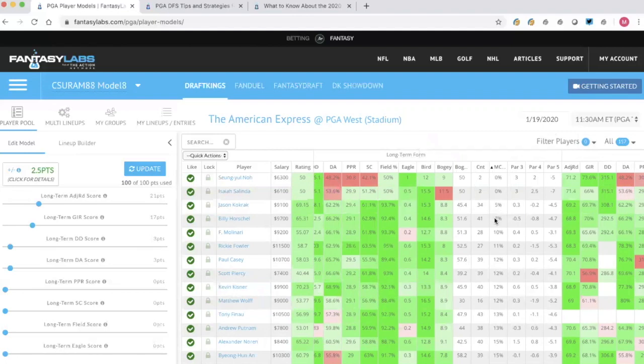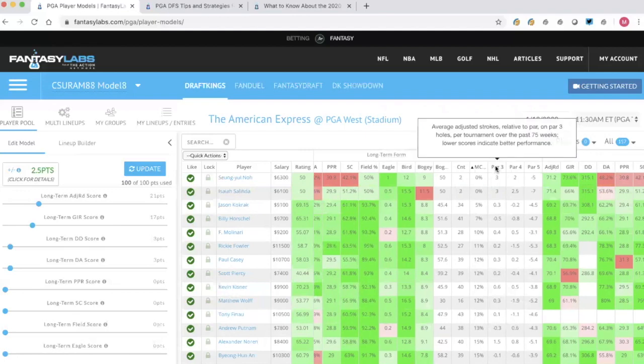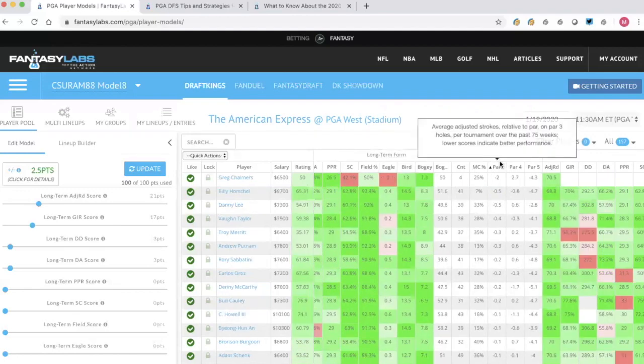There's other guys who are slightly better. But again, Im is playing a huge volume of tournaments, so that matters. Par 3 is the adjusted strokes relative to par that they have gained on these types of holes. So we have that for par 3, par 4, and par 5.